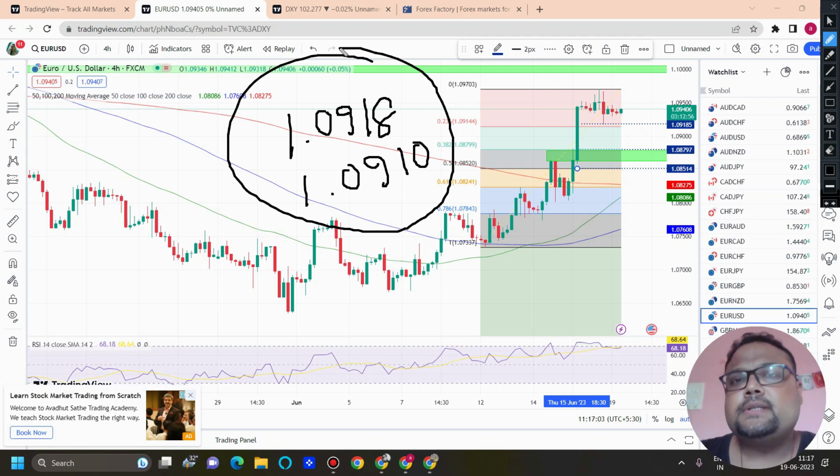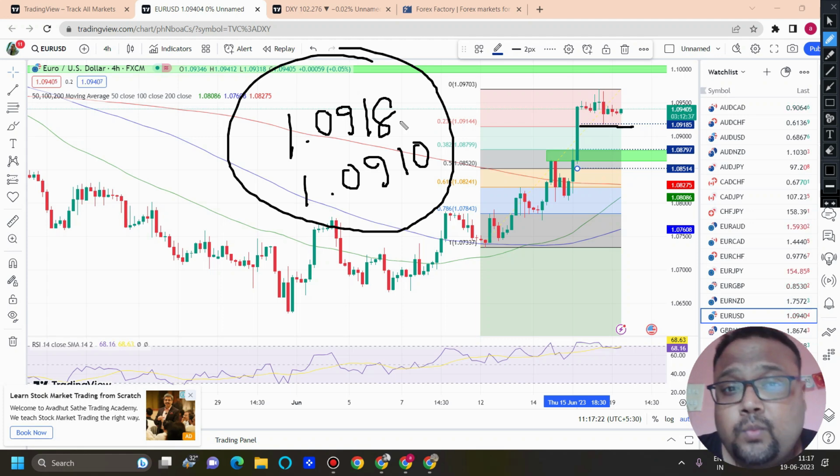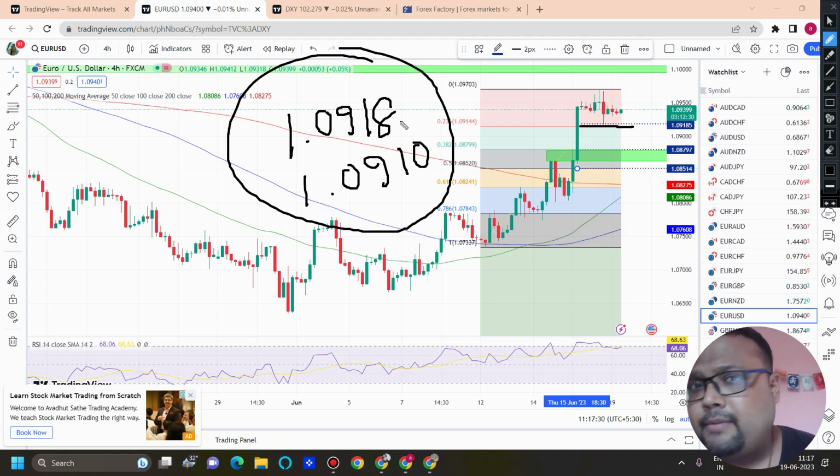The Fibonacci 23.6% is not a very strong support level, but in this situation, when we can clearly see that there is not much volatility in the market, we can expect that this support should work. So if the market comes down, takes support and bounces, we can definitely go for a buy around the 1.0918, 1.0910 level. Right now I am doing the analysis on the 4-hour time frame for price rejection and hammer patterns or something like that. You don't need to watch the 4-hour time frame. You can simply use the 1-hour or 15-minute time frame also.